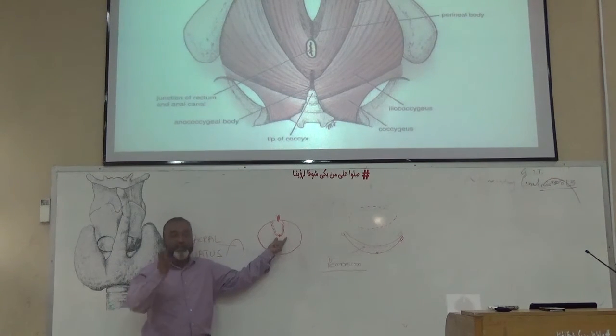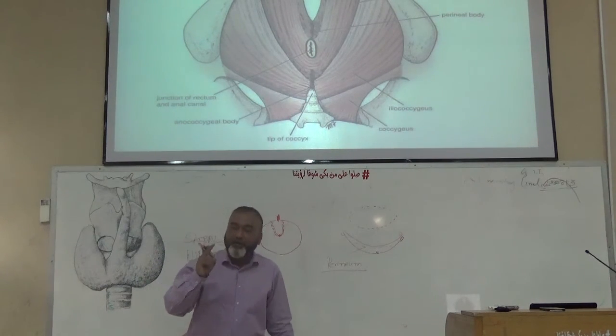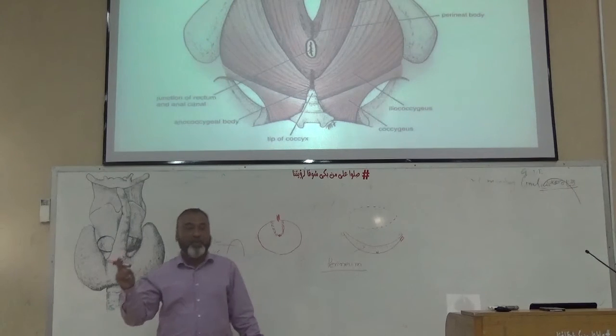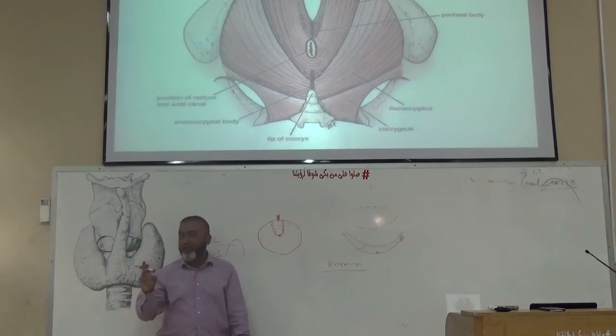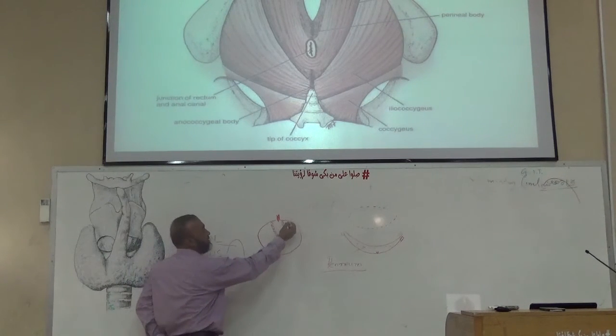These are the anterior fibers, and the name is different. In male it is levator prostati. In case of female it is named as sphincter vagina. Clear? Then we have the intermediate fibers.